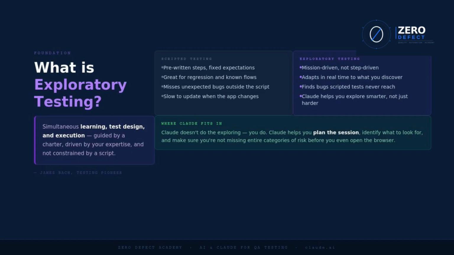Exploratory testing is different. It's mission-driven, not step-driven. You go in with a goal, and you adapt in real time based on what you discover. The key word is simultaneous. You're designing, executing, and learning all at the same time.